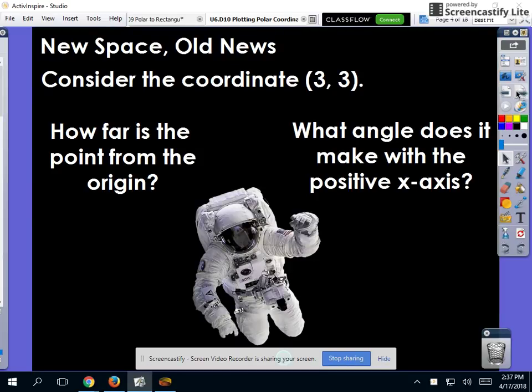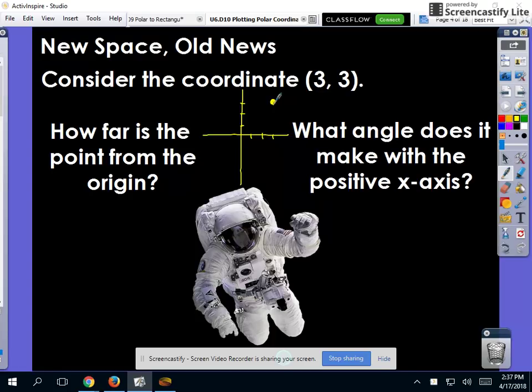So we're going to consider the point (3, 3). Let's go ahead and graph that. I'm going to graph it over here on the left, right above this really cool astronaut. We're going to graph 1, 2, 3, 1, 2, 3, and put a dot right here. Okay, so we have two questions that we think of when we actually make a coordinate into polar.